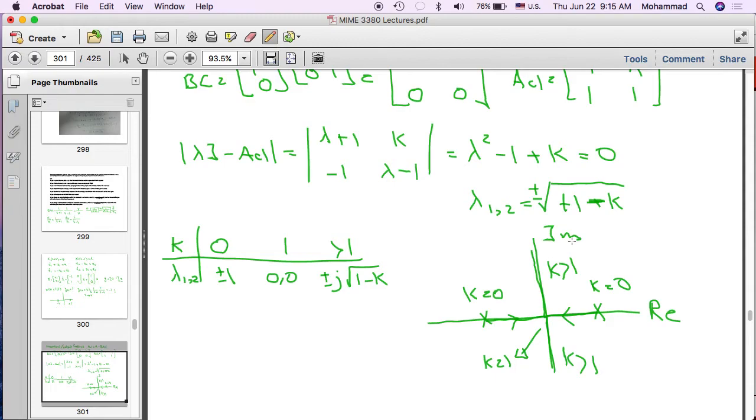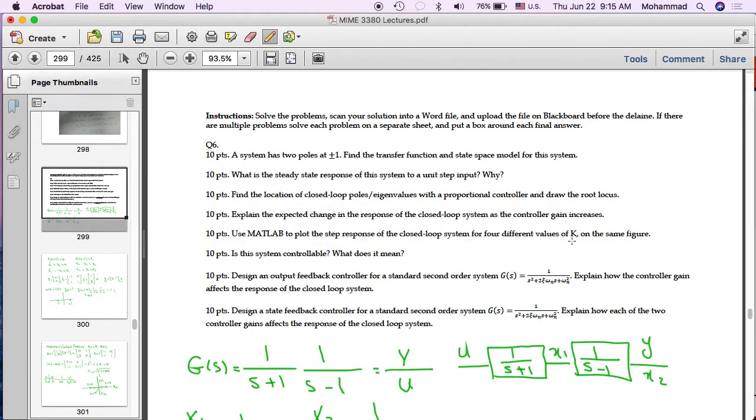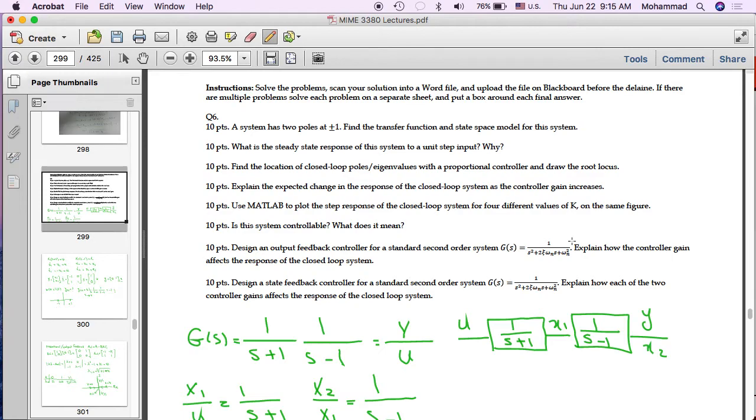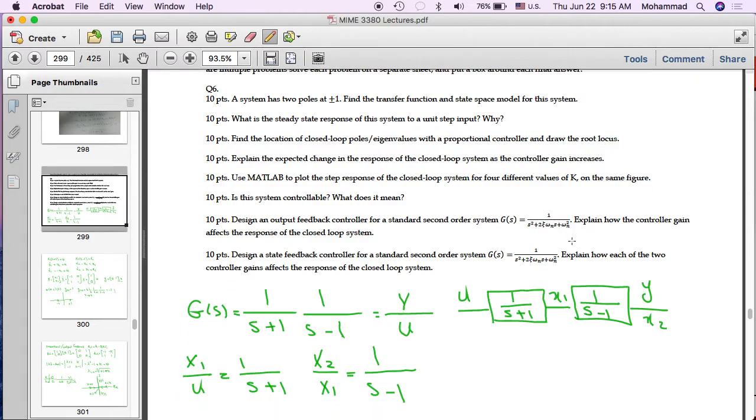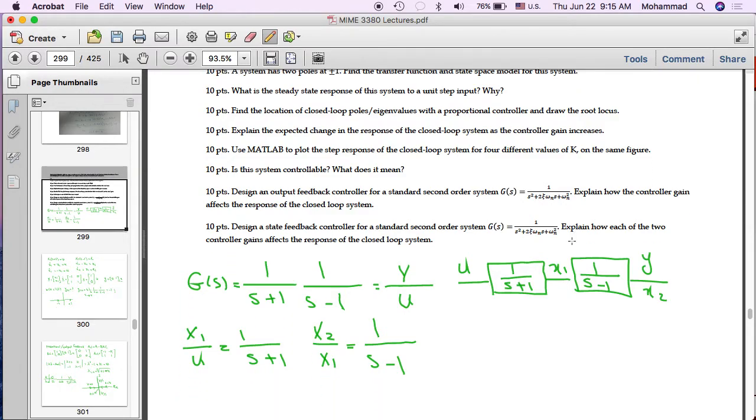So that's what output feedback can do for us. Let's go back to the problem one more time. Find location of closed loop poles. We discussed the expected change in response, and we looked at the step response in MATLAB.